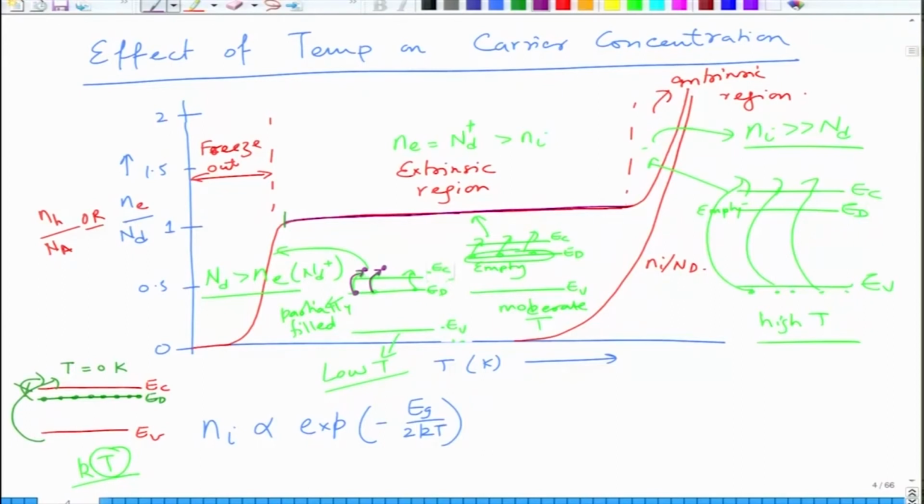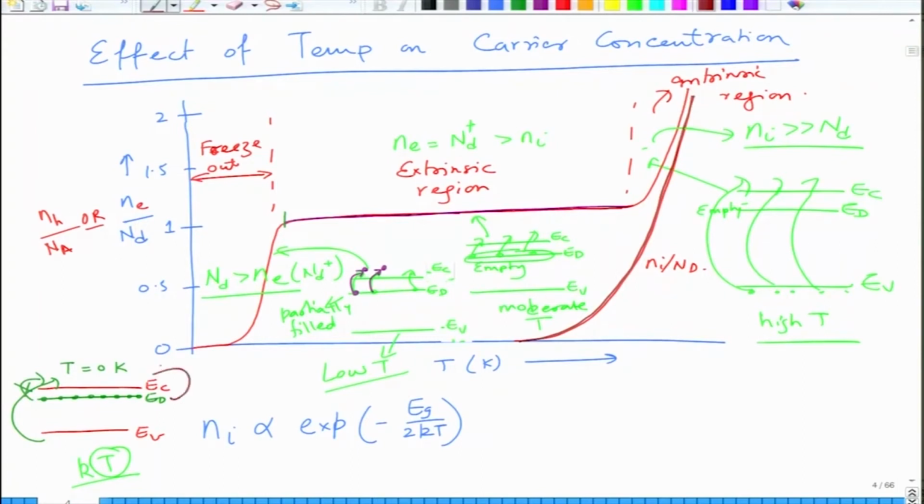Within this range, once all the donor atoms lose their electrons, there is nothing more to come. As a result, the electron concentration stays flat, and you are not able to increase the Ni substantially until you reach a certain temperature, beyond which Ni increases fast enough. So these two curves, if you look at the lower curve, this is the intrinsic part. The top and the bottom curves are competing with each other. So what is this competition?